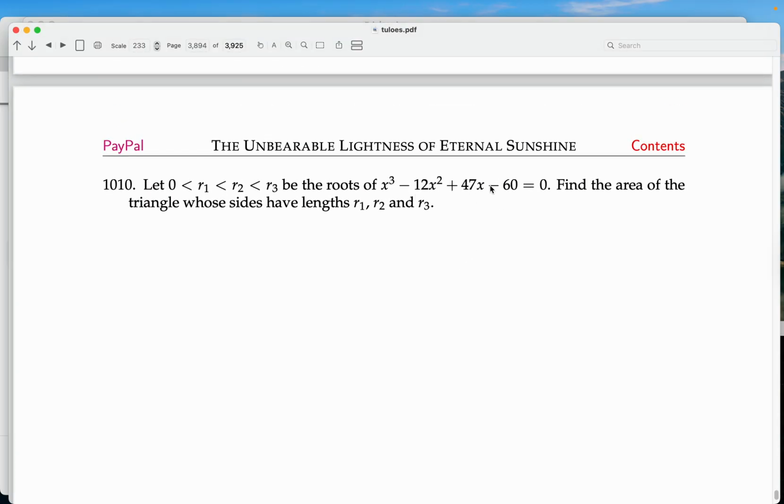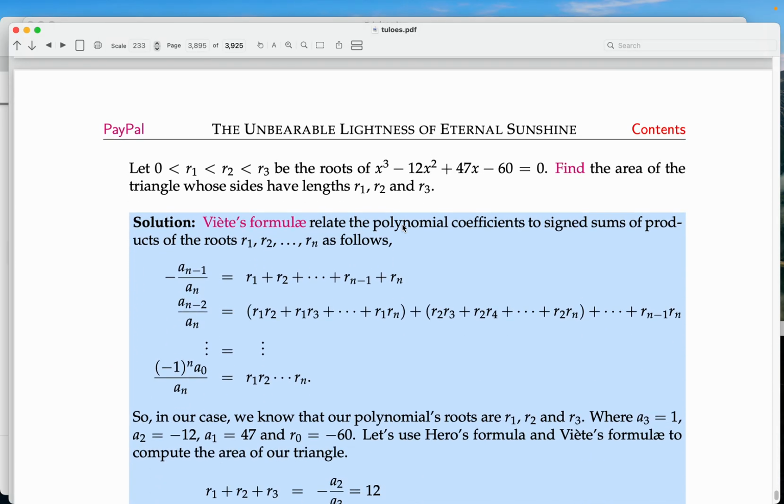One thing you could do is just simply solve this for the three roots, and then get the area. And one way to get the area is just use Hero or Heron's formula. So I went through the work.